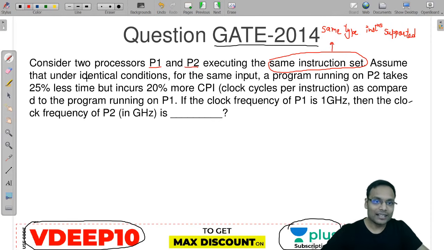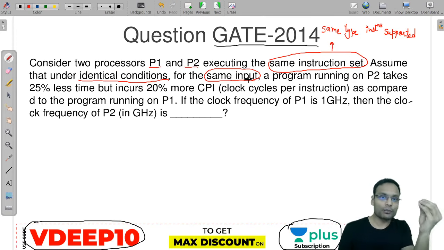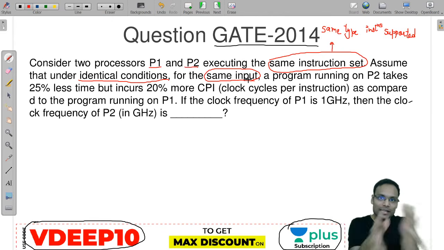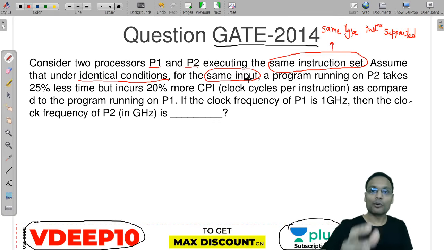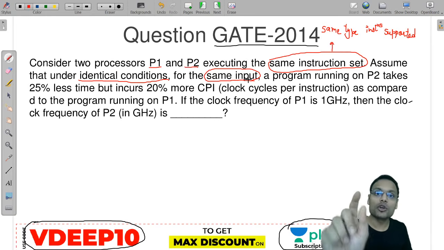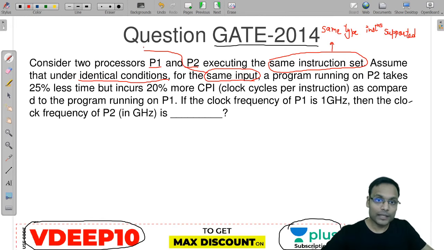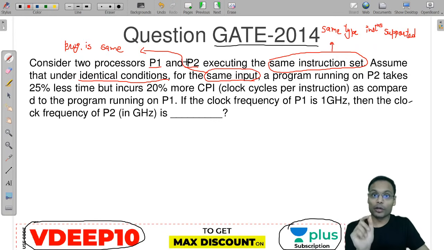Now assume that under identical conditions, meaning the same conditions for the same input. Now this is a different thing. See, same input means now you are talking about the program's instructions. Earlier you talked about what types of instructions P1 can understand and what types P2 can understand, both the same. Now you are talking about running a program, and what instructions are in that program, which are also the same. So for the same input, the program is the same, which means if on the P1 processor you have 100 instructions, then how many instructions of the program will you execute on P2? 100. Why?